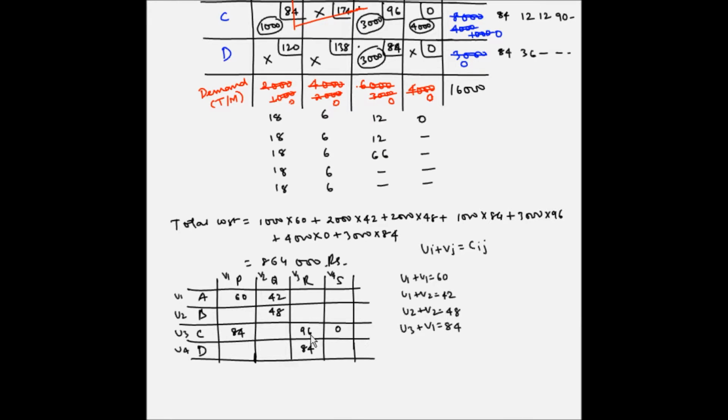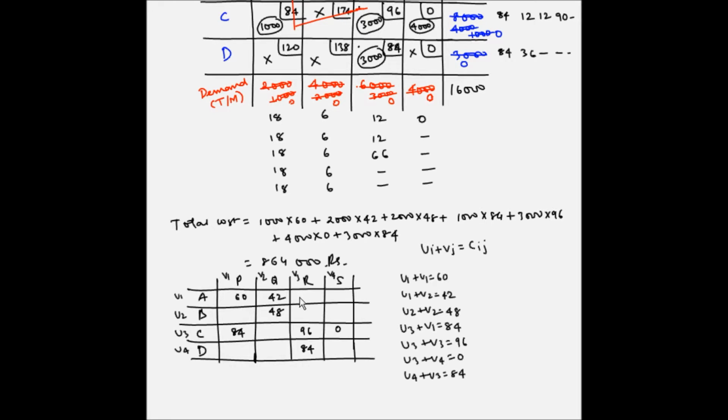Then U3 plus V3 is 96. Then U3 plus V4 is 0. And the last one, U4 plus V3 is 84. Now since there are m plus n, that is 4 plus 4, 8 variables, however, the number of allocations are m plus n minus 1.